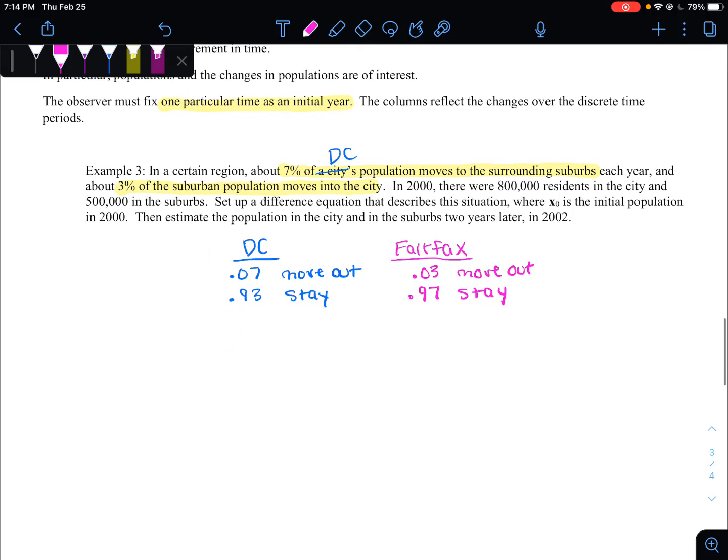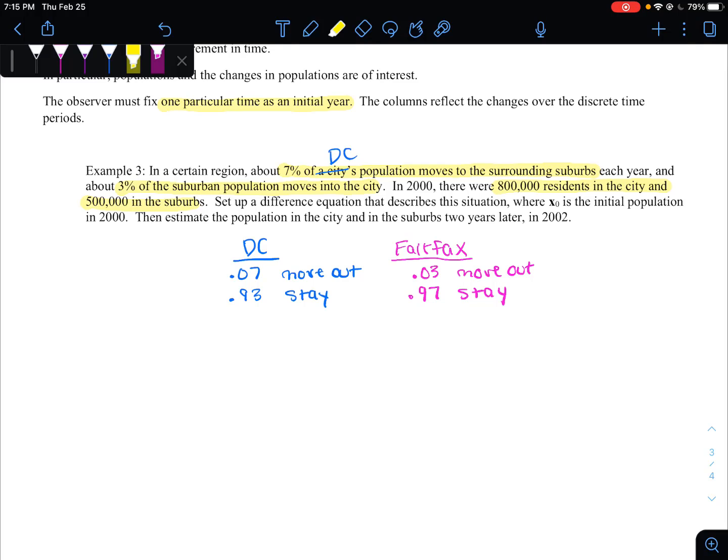So we're actually going to set up a vector that's going to include our initial populations. So let's say in 2000, there were 800,000 residents in DC and 500,000 in the suburbs. Okay, I actually have not looked at the population, so I don't know if that's realistic or not. A fun fact for you to pause and look up here.